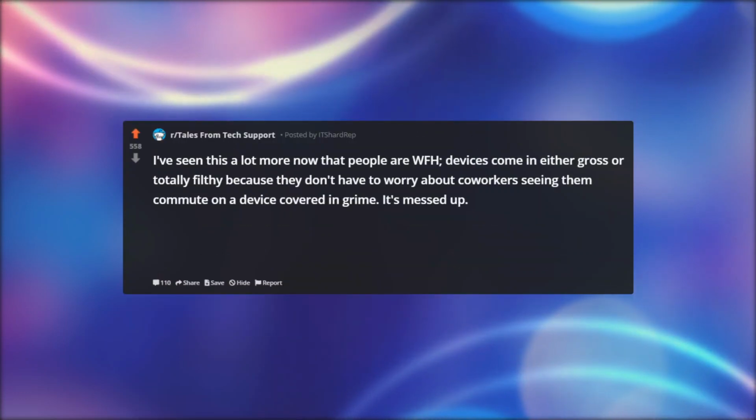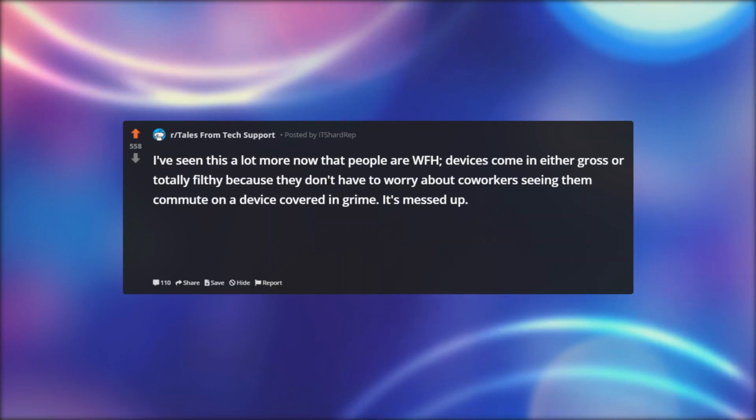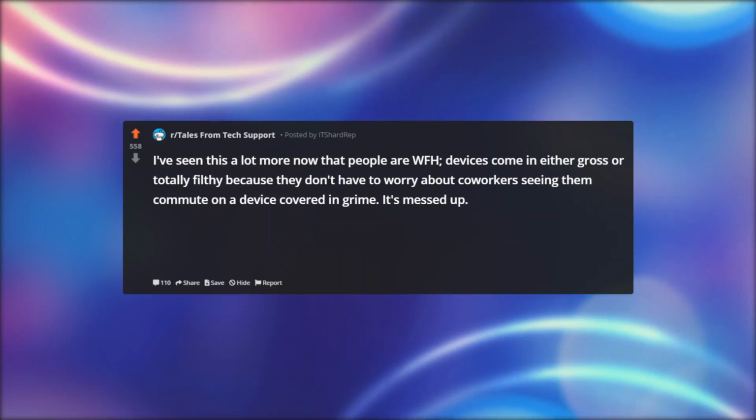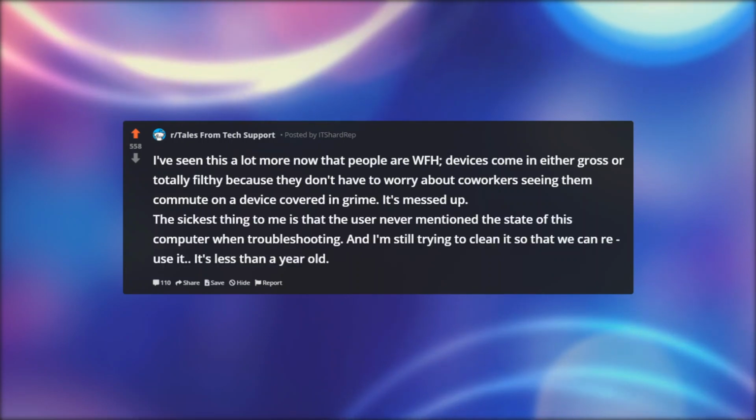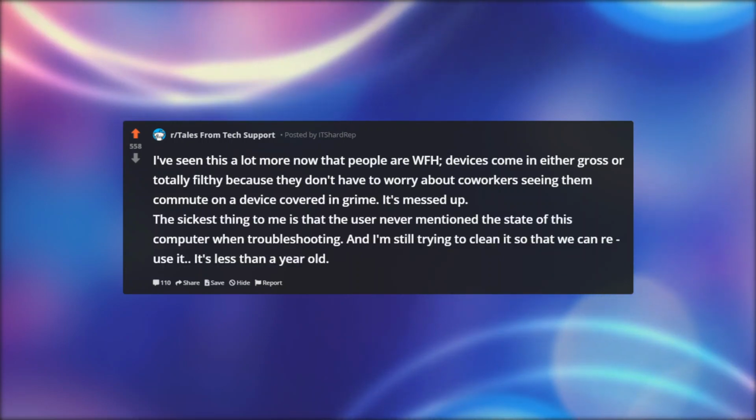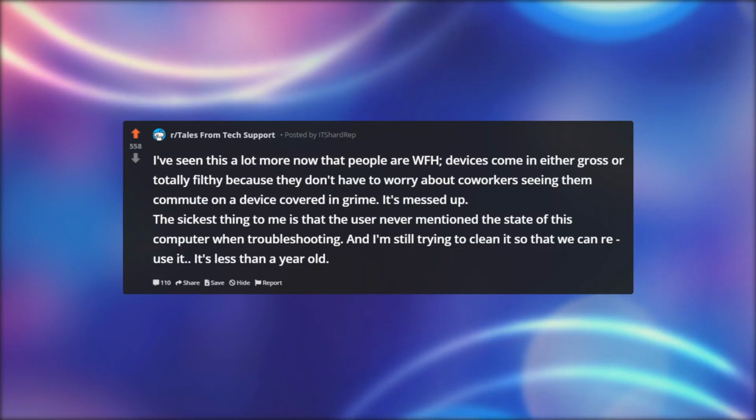I've seen this a lot more now that people are WFH. Devices come in either gross or totally filthy, because they don't have to worry about coworkers seeing them commute on a device covered in grime. It's messed up. The sickest thing to me is that the user never mentioned the state of this computer when troubleshooting. And I'm still trying to clean it so that we can reuse it. It's less than a year old.